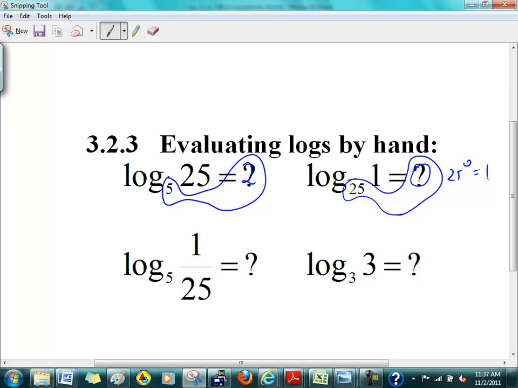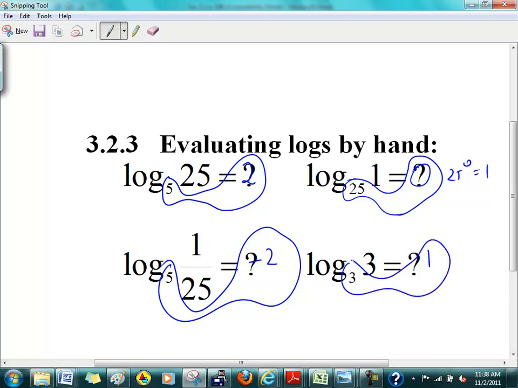Now how about this one? Negative 2. Nice, good job. Because 5 to the negative 2 is 1 over 25, because anytime you have a negative exponent, it goes 1 over. You guys okay on that? And then how about the next one? Nice, good job. 3 to the 1 is 3. You guys okay on this stuff?